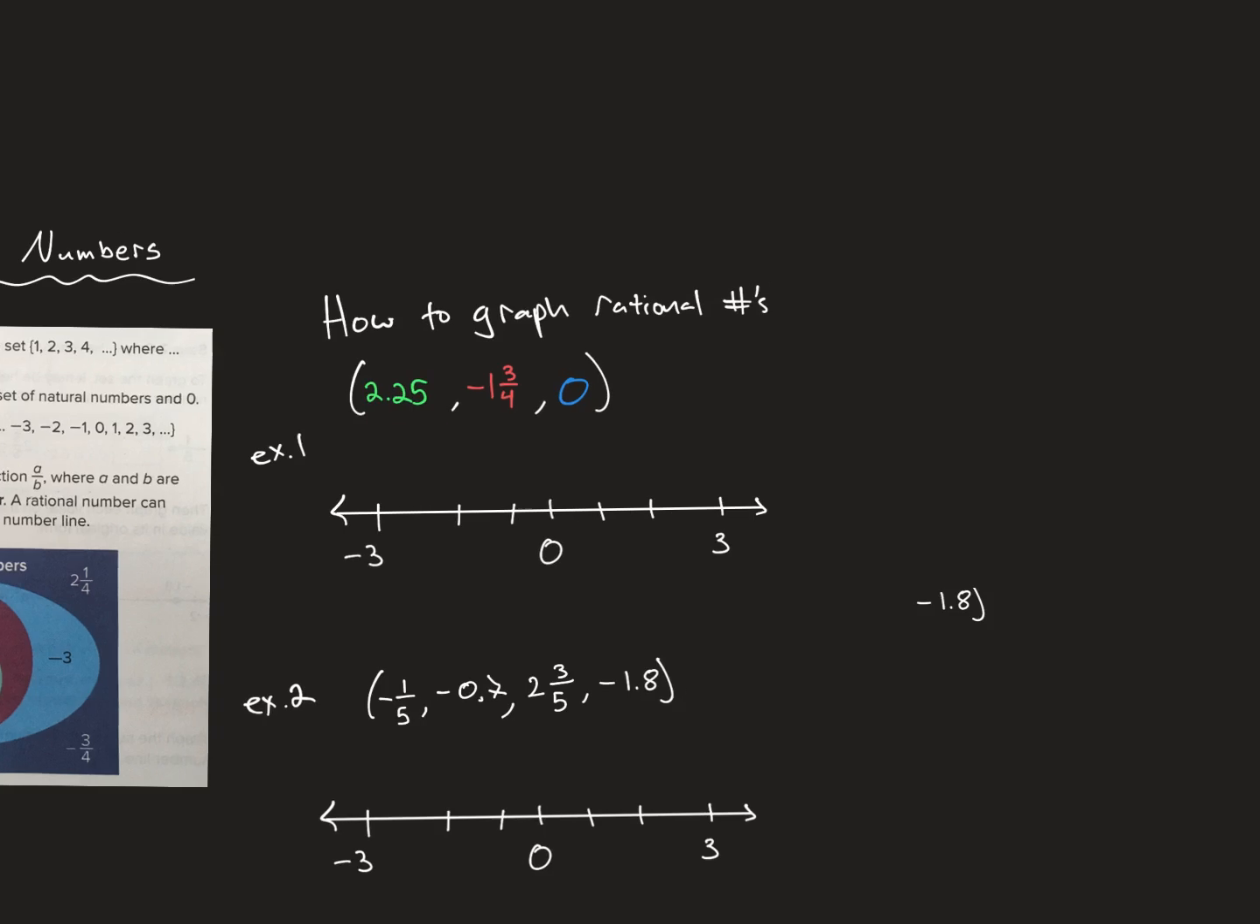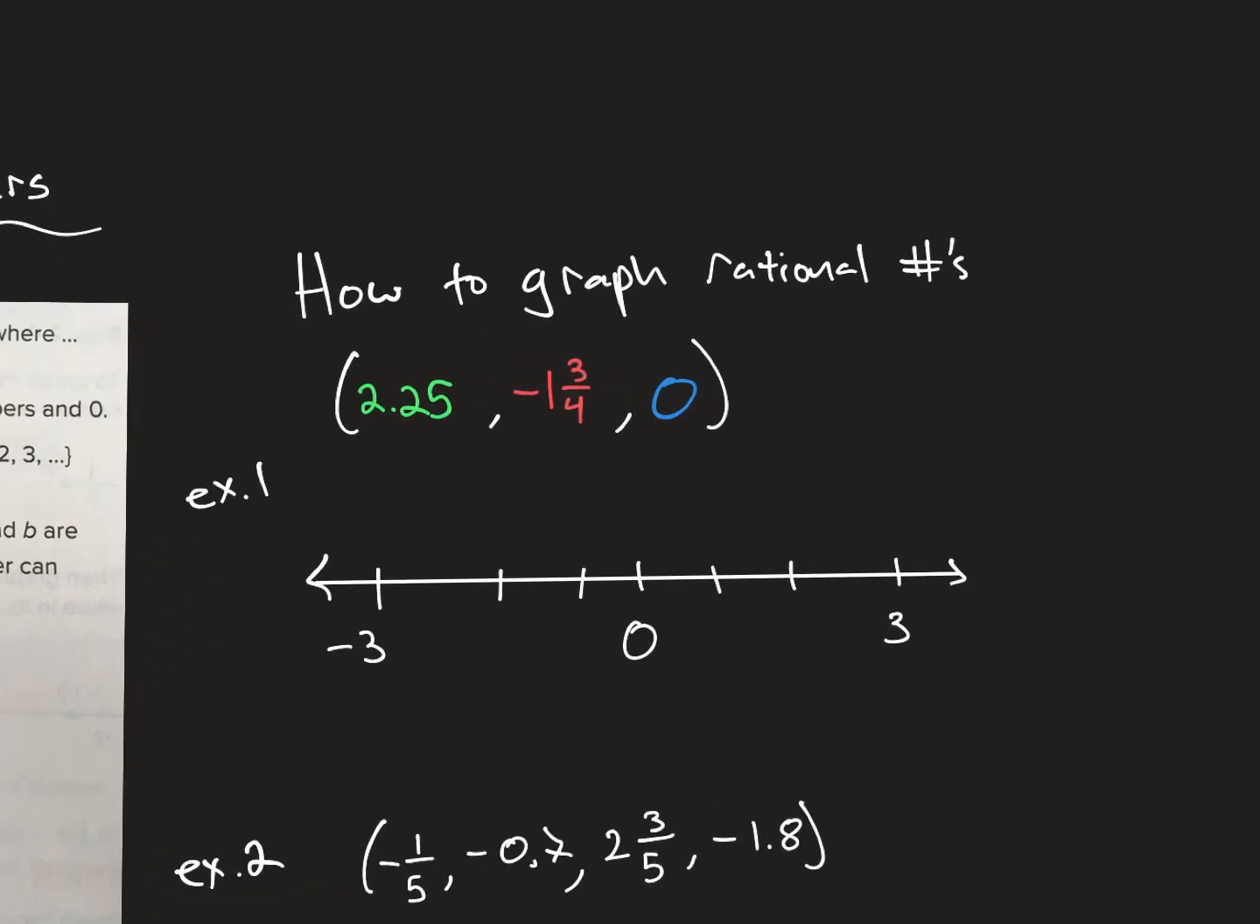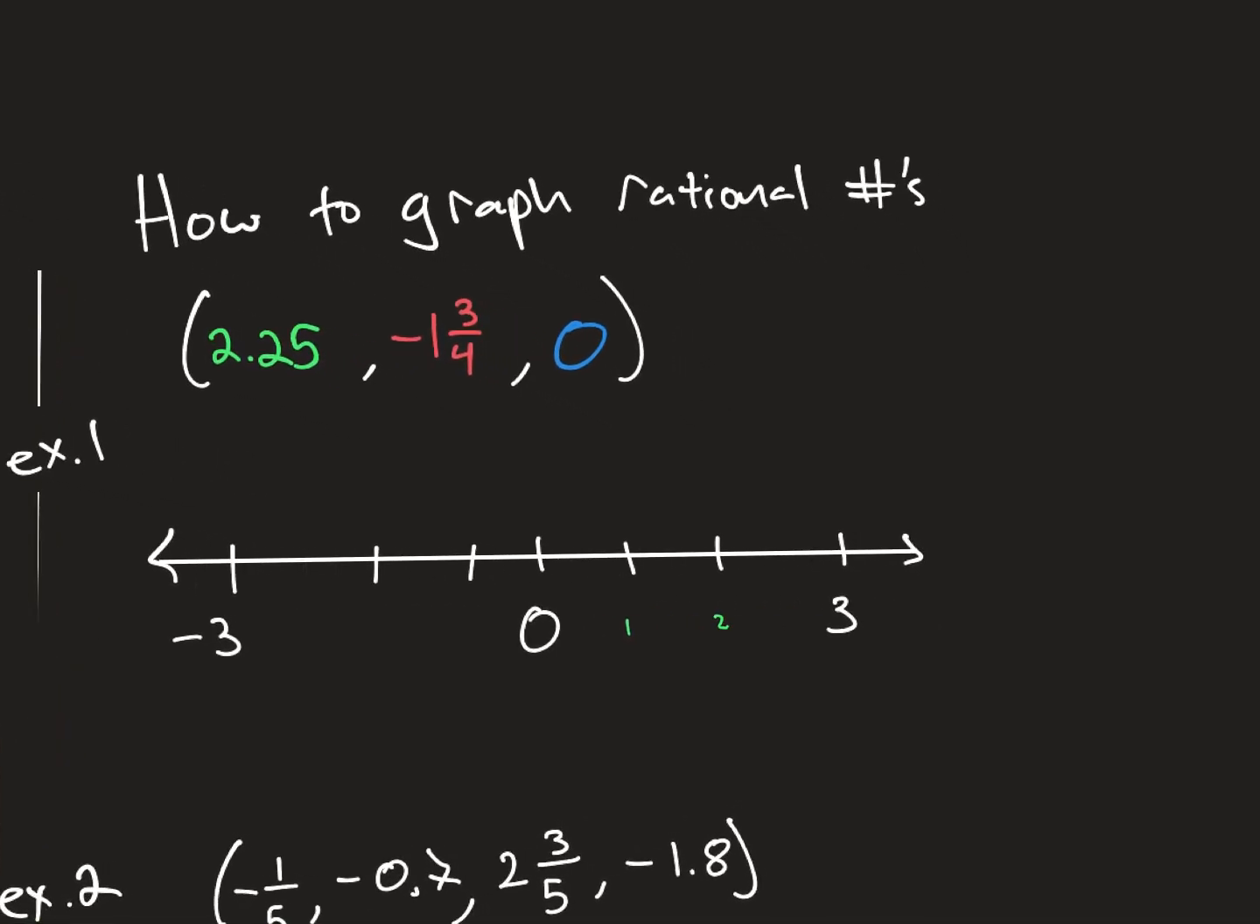First off, how to graph rational numbers. With these, we want to see where they are in relation to zero. If I take a look at 2.25, this would be 1, 2. And if I understand 2.25, it's about halfway between 2 and 3. So my 2.25 has to be right about there. About 2.25 is going to go right there.